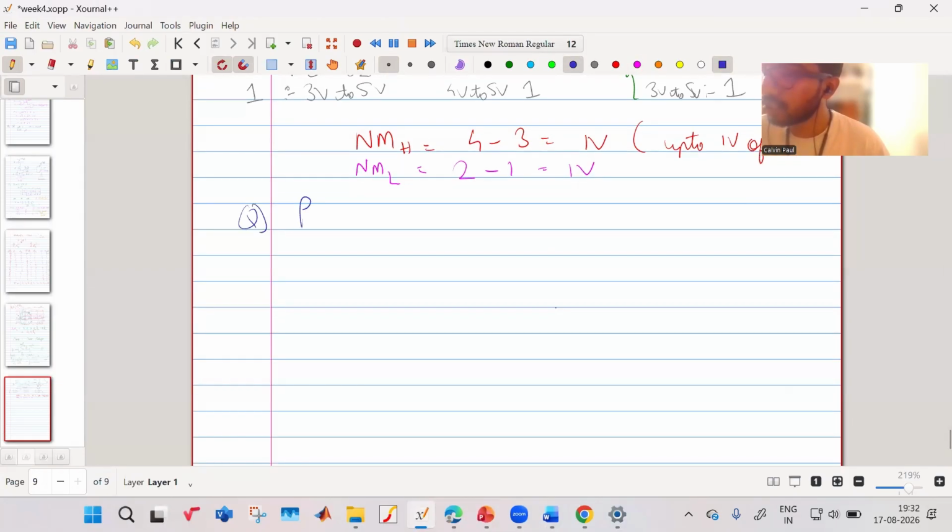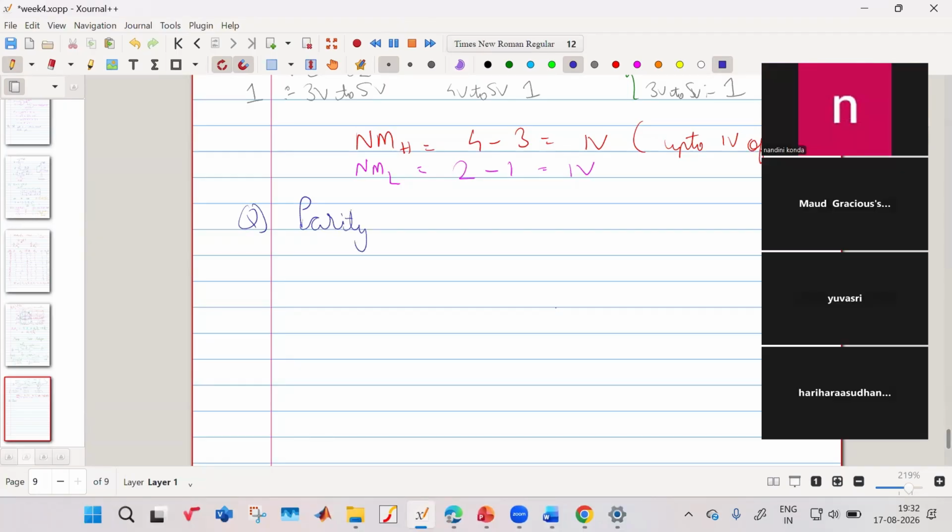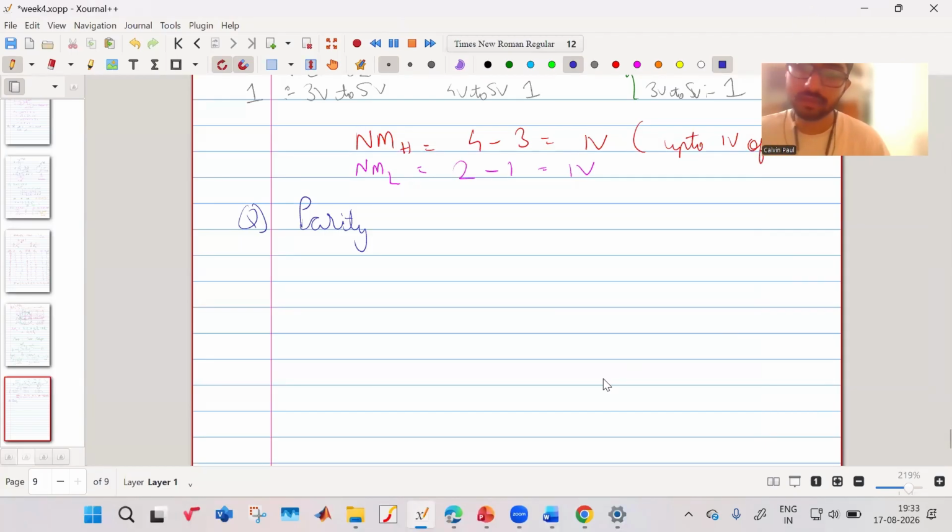Now, see what is parity. Does anyone have any idea what parity is? Adding an extra bit. Okay, you're adding an extra bit. And why should we add an extra bit?